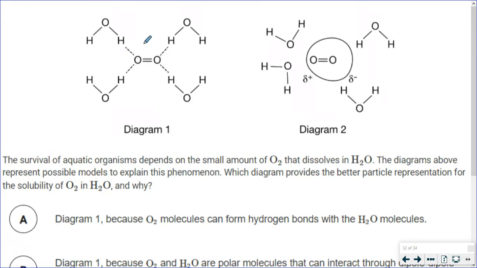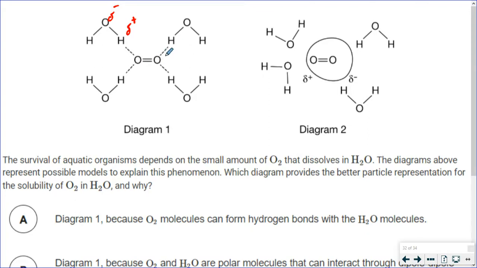Well, the first thing you want to recognize is H2O is polar. We have a negative side and a positive side. And then our O2 molecule is nonpolar. The charges are the same on both sides. And if it's a nonpolar molecule trying to dissolve in a polar one, you can't have a hydrogen bond.